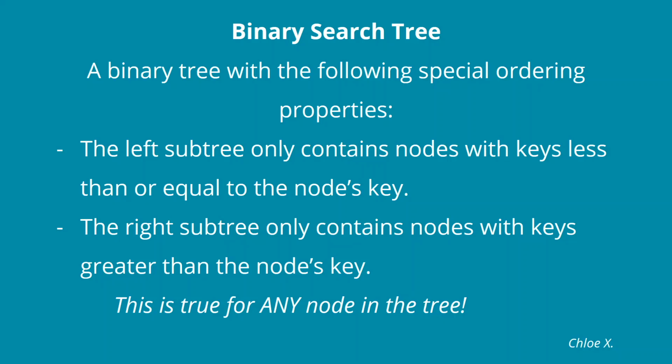A binary search tree is a binary tree with the following special ordering properties. The left subtree only contains nodes with keys less than or equal to the node's key. The right subtree only contains nodes with keys greater than the node's key. This is true for any node in the tree. Sounds like there might be some recursion involved.